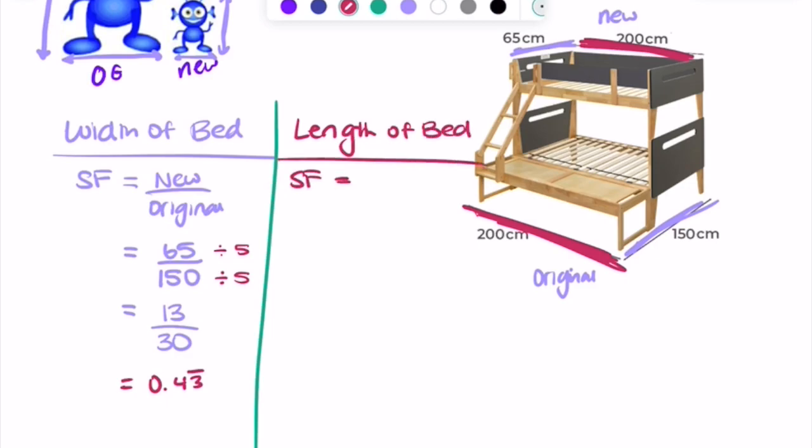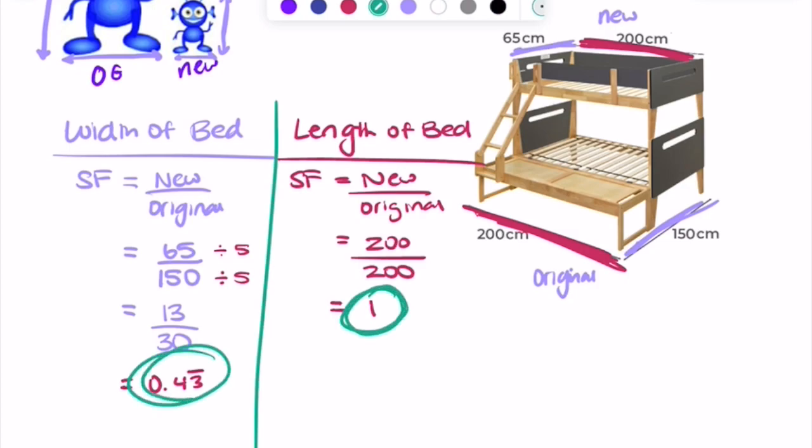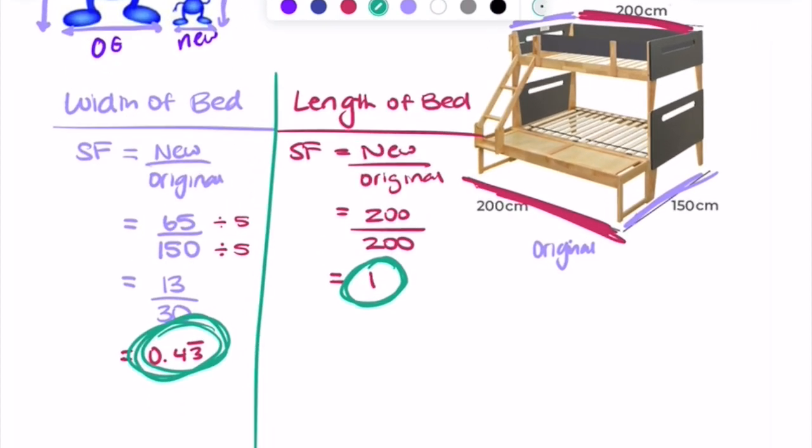Same idea, scale factor is new over original, which is going to be 200 over 200. Hey, that's just 1. What we might notice is that the scale factors are different from each other, and if I have different scale factors, then I know that the beds aren't going to be shrunken down or enlarged versions of each other. They are two separate sets of measurement that don't necessarily have much to do with each other. So Minnie's right. She is justifiably upset because the scale factors are going to be different for each dimension.